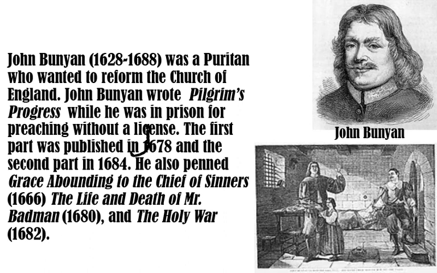John Bunyan, 1628 to 1688, was a Puritan who wanted to reform the Church of England. John Bunyan wrote Pilgrim's Progress while he was in prison for preaching without a license. The first part was published in 1678 and the second part in 1684. He also penned Grace Abounding to the Chief of Sinners, The Life and Death of Mr. Badman, and The Holy War. He was imprisoned twice. Besides the Bible, Pilgrim's Progress is the most read and sold book.